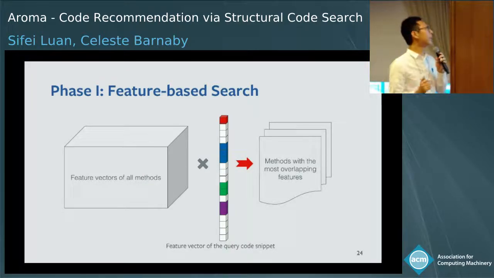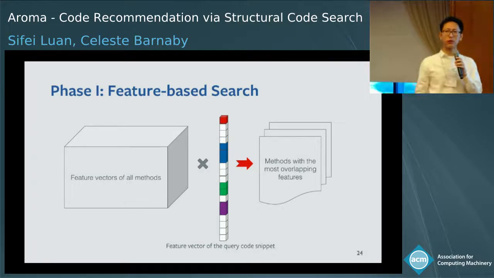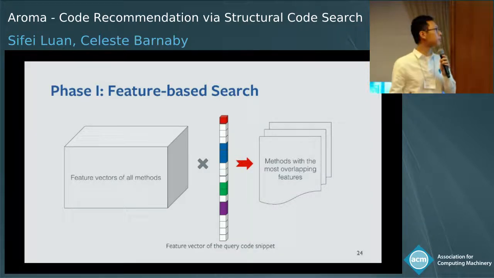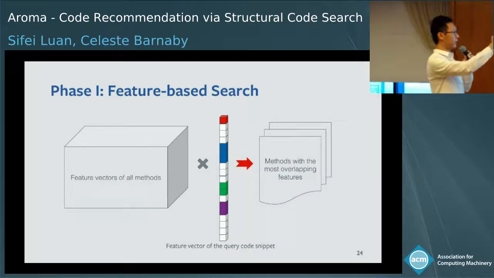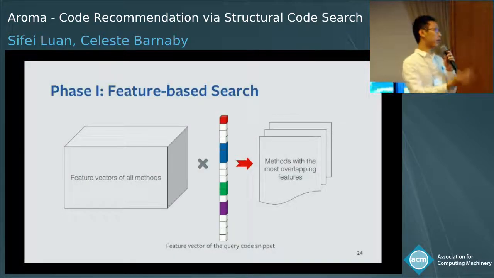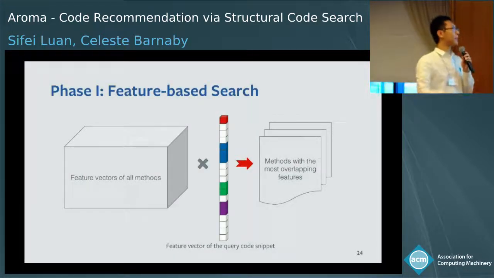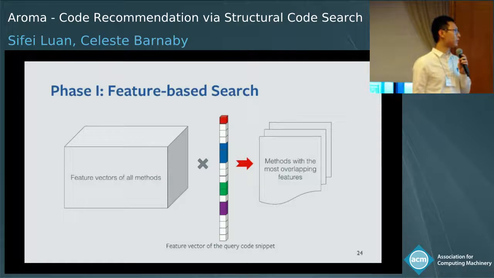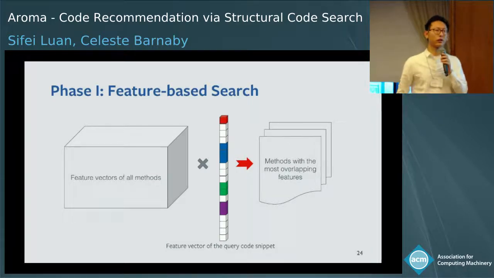And then when we want to search for a piece of code, we simply do the same thing for the query code. We take its syntax tree, we take its features, we turn it into a vector, and then we multiply this matrix with the sparse vector, and then we rank the resulting list by the dot product. What we get will be the methods that contain the most number of overlapping features, which are the similar code that we want.